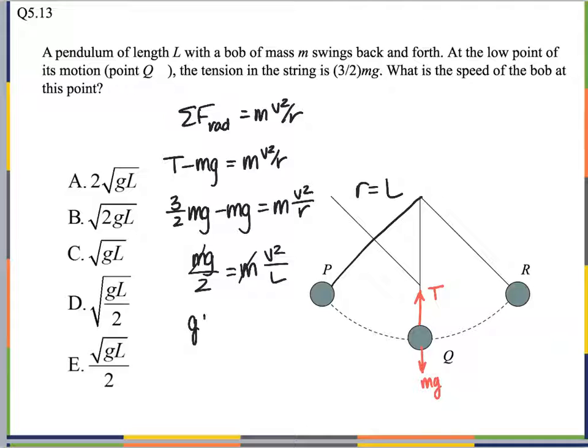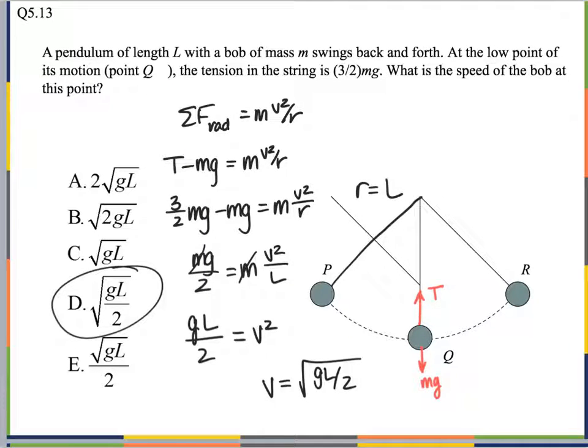You have g times L over 2 is equal to v squared, so v is the square root of gL over 2. And so we see, is this a choice? Yep, that's a choice, so the answer must be D.